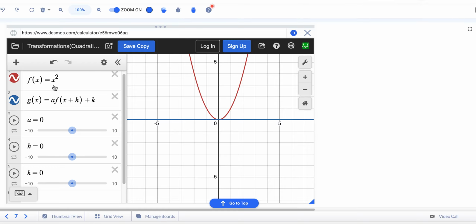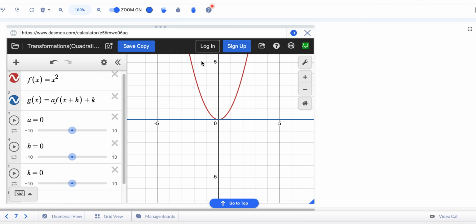When x is 1, 1 to the second power is 1. So that's this point right here. Then when x is 2, 2 to the second power is 4. That's the point over here. If I have a negative x, negative 1 to the second power is positive 1. Negative 2 to the second power is still positive 4.